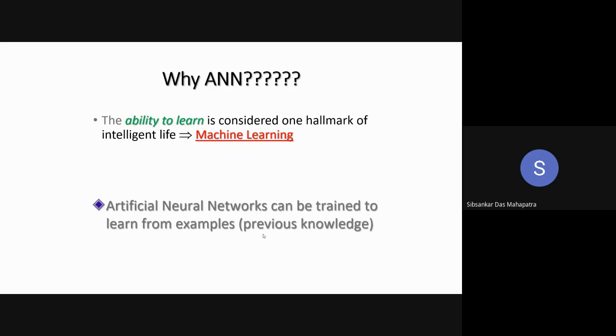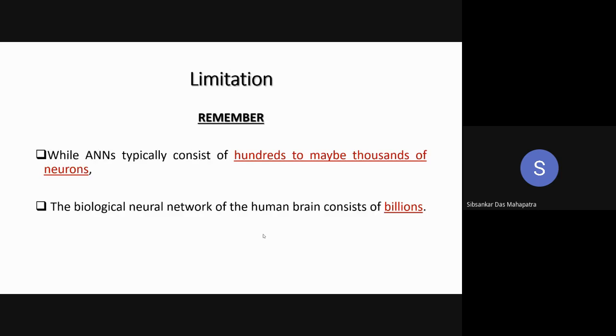Every day we predict something, for example how much amount I have to spend next month so that I can save that much amount. That comes from our previous knowledge. This is also one application of estimation, that is, of neural networks.